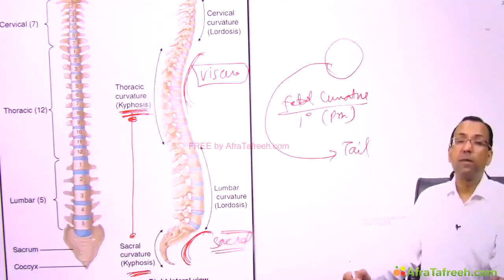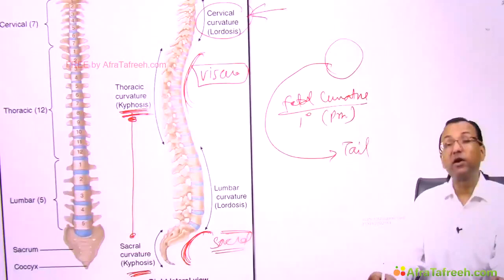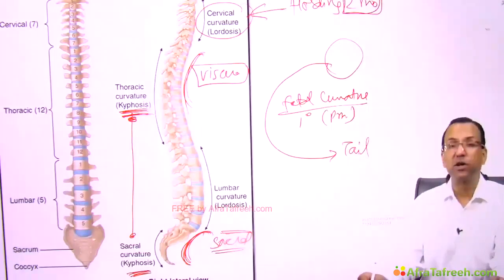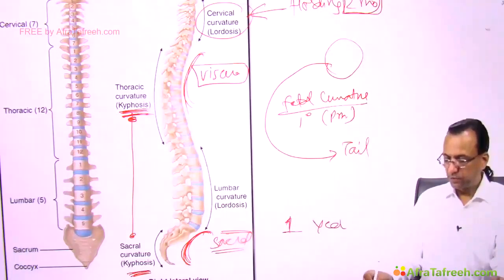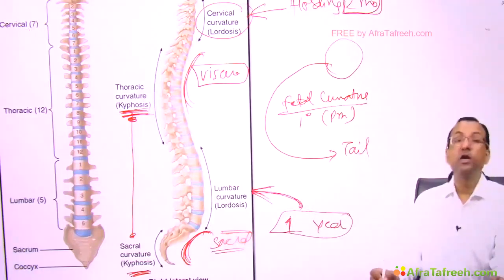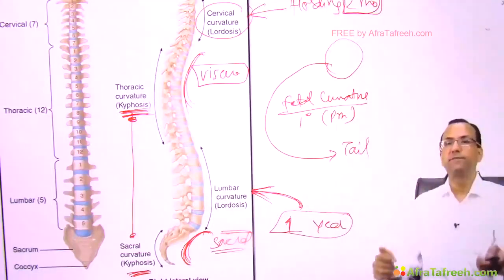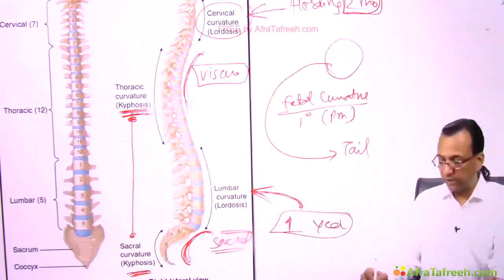You are a baby now holding the neck, and that is the time we will have a cervical lordosis. Holding neck means 2 months of age after birth. By some 1 year you will have lumbar lordosis. What is lordosis? Lordosis means anterior convexity. Cervical lordosis, lumbar lordosis: acquired curvature, secondary curvature.